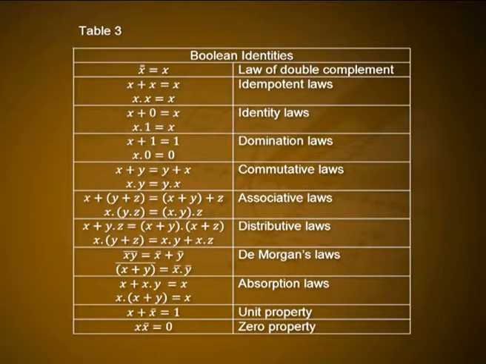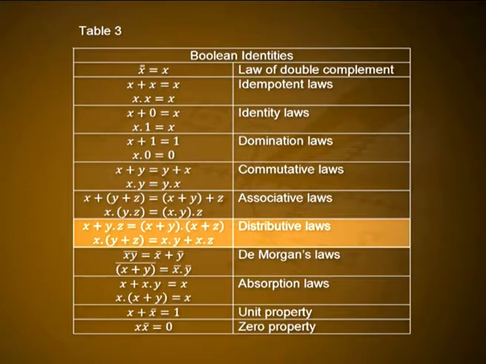These are the Boolean identities. The complement of x complement is equal to x, which is known as the law of double complement. x + x = x and x · x = x are known as idempotent laws. x + 0 = x and x · 1 = x are identity laws. x + 1 = 1 and x · 0 = 0 are domination laws. x + y = y + x and x · y = y · x are commutative laws. (x + y) + z = x + (y + z) and similarly (x · y) · z = x · (y · z) are associative laws.